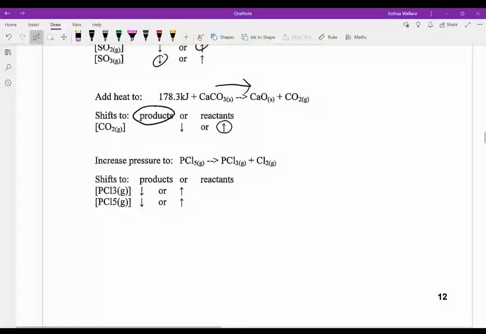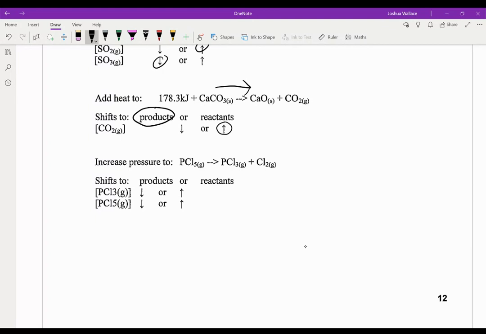We increase our pressure, so make sure our reaction is balanced. These are a 1 to 1 to 1. And so when we increase the pressure, we have 1 mole here and 1 mole there and 1 mole there. We have 2 moles here, we have 1 mole over here. This means that if we increase the pressure, it'll go to the side of the fewer moles, so it will favor the reactants. Our PCl3 would decrease. Our PCl5 would increase.